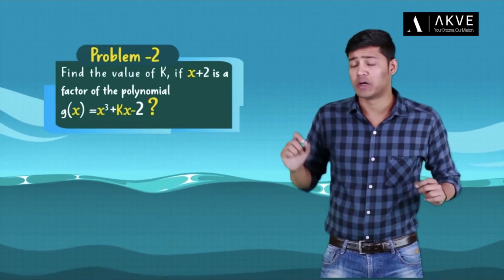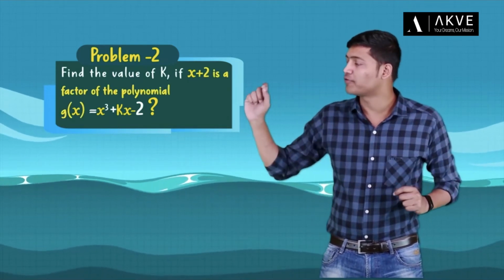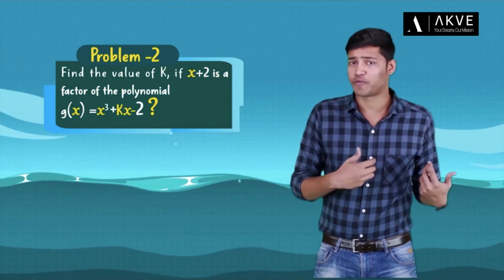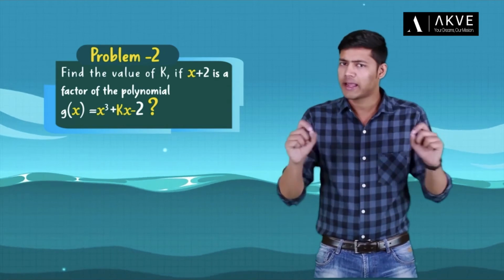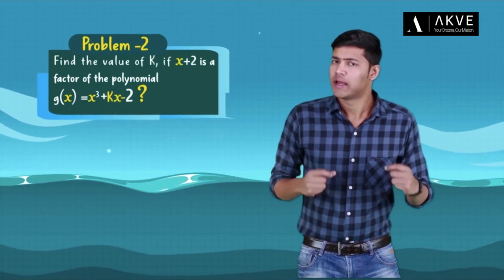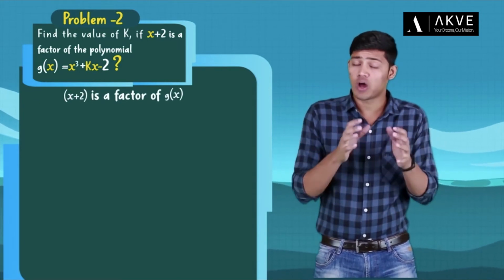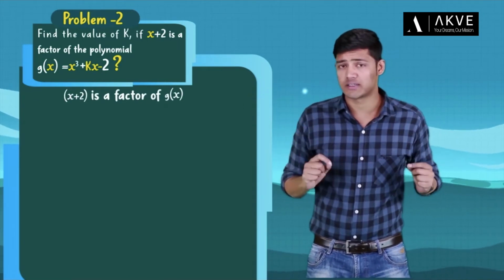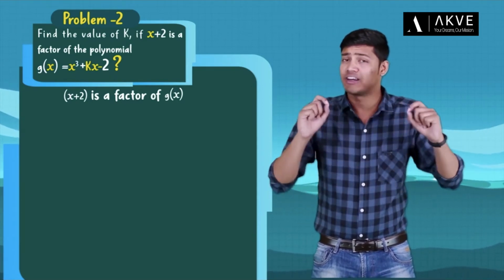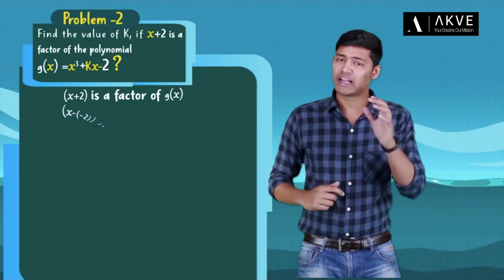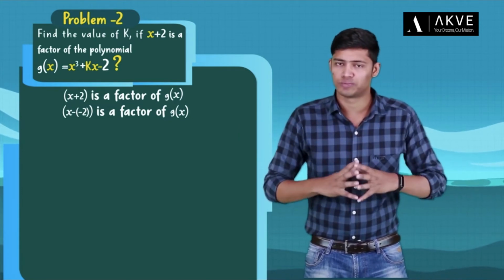In this problem, it is given that x plus 2 is a factor of this polynomial g of x. Now we have to find the value of k, which is the coefficient of x. Again, we will make use of the factor theorem. Here the factor given is x plus 2. In our previous video, we saw how to convert these sorts of factors into our desired form of x minus a. So we will rewrite x plus 2 as x minus minus 2. That means the value of a is minus 2.